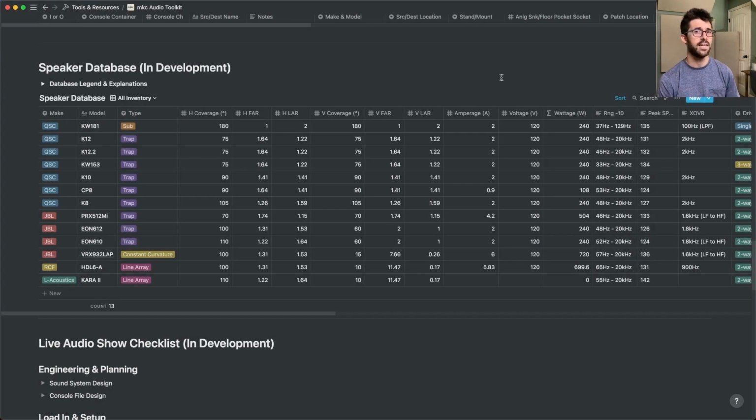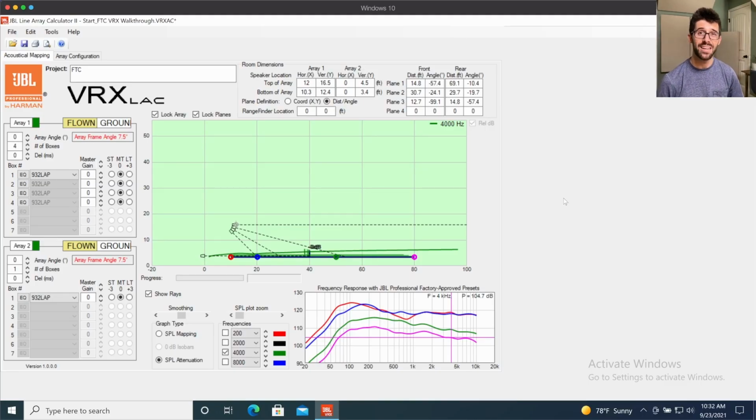All right, now that we've plugged in some gaps and we know a little bit more about PA placement and the specific coverage angles, let's jump into our prediction software and start making some design decisions. All right, first up is mains vertical aiming. So how many boxes do we need, and what kind of tilt are we going to get out of the array to make sure we have even front to back coverage? So here I am in VRX LAC. We can't get a 3D look or even a top-down 2D look to determine horizontal, so this is only going to help us with vertical coverage. We'll get the horizontal later.